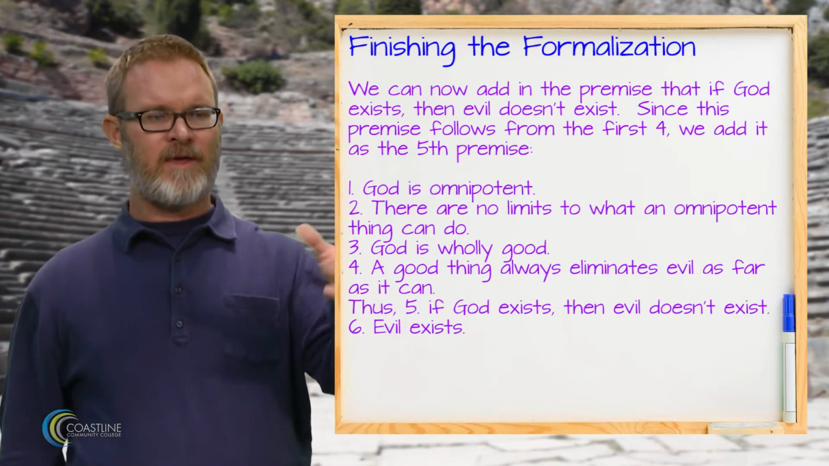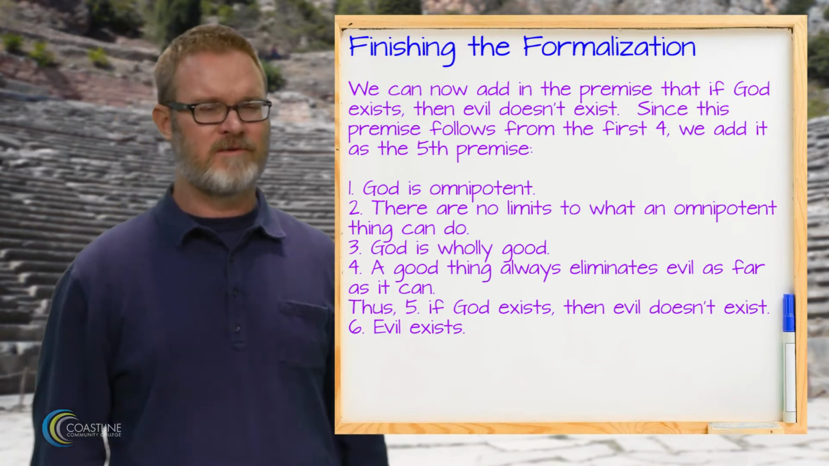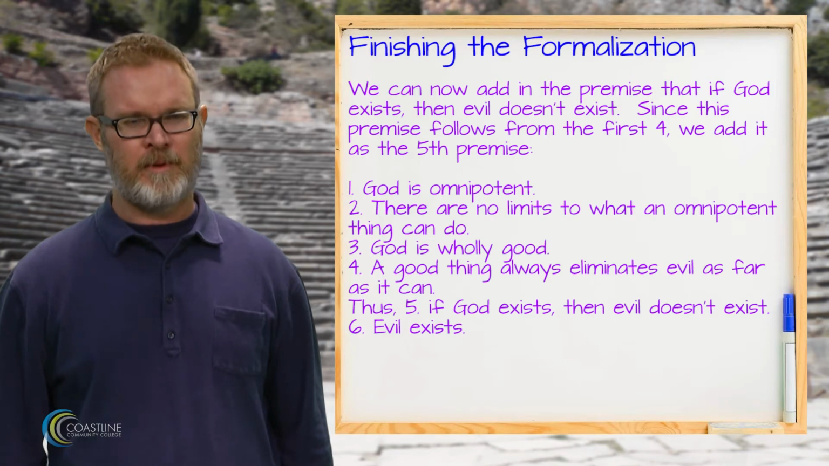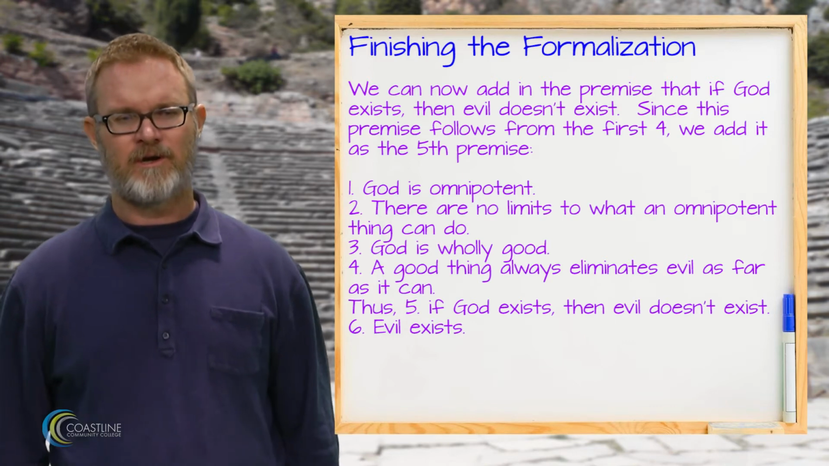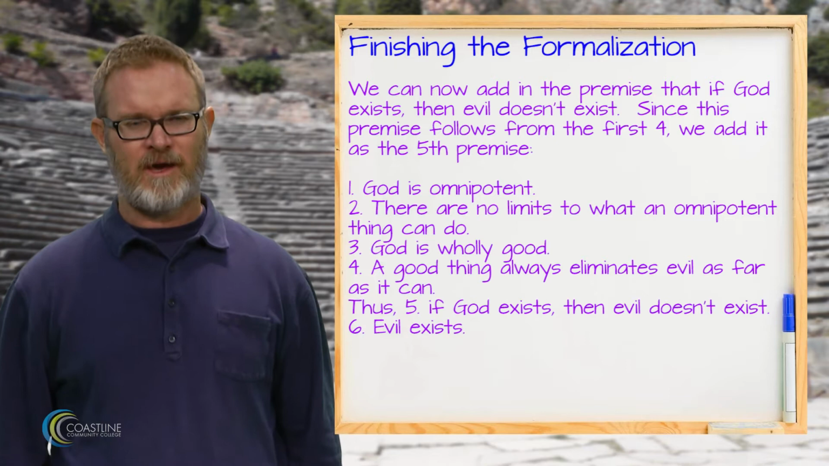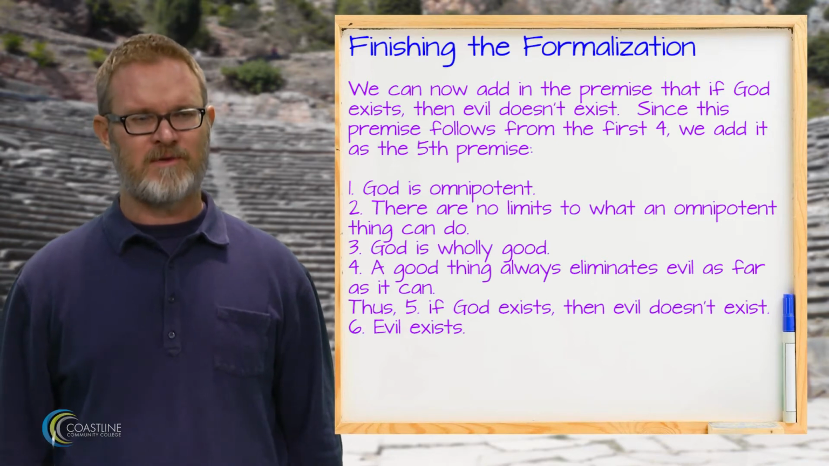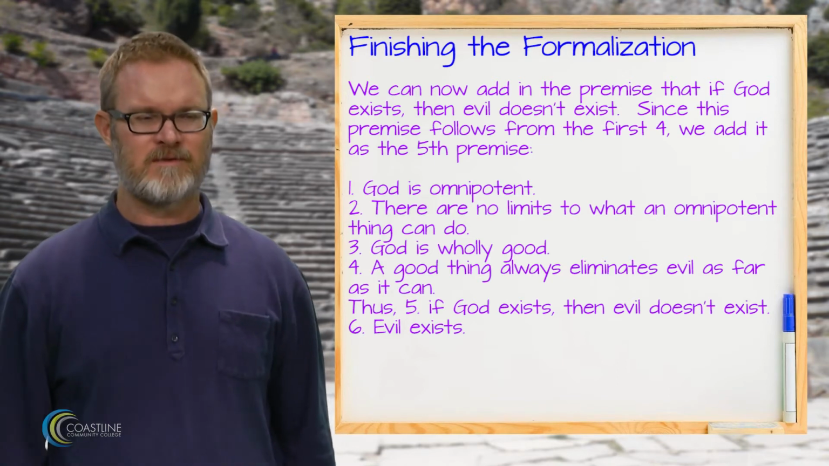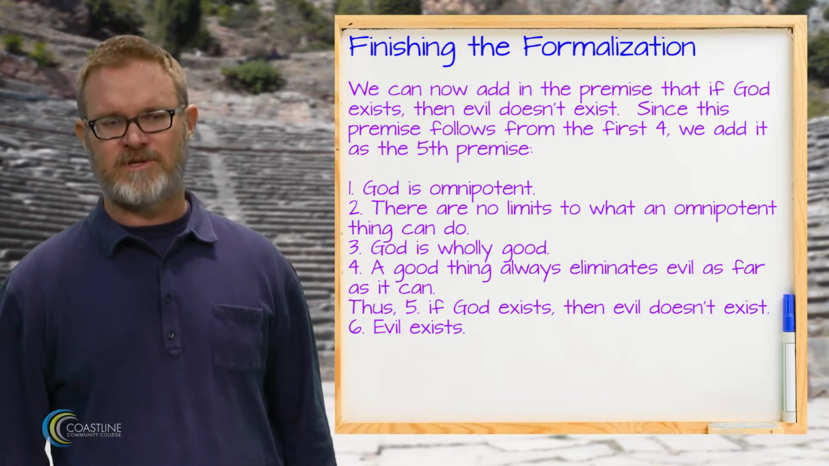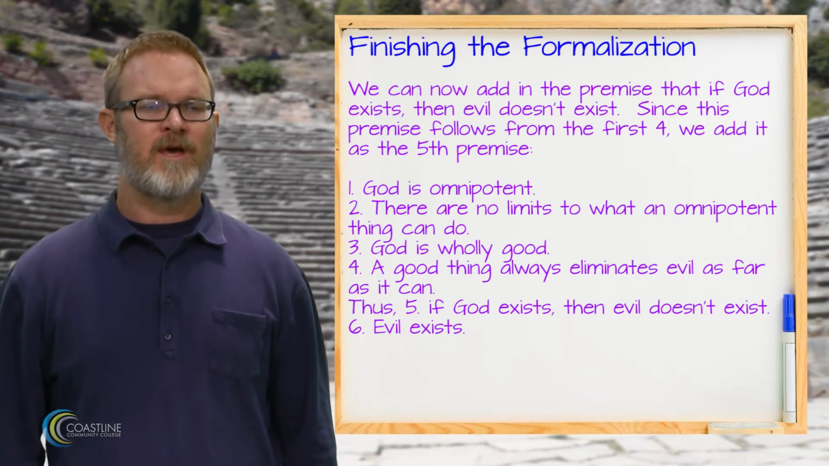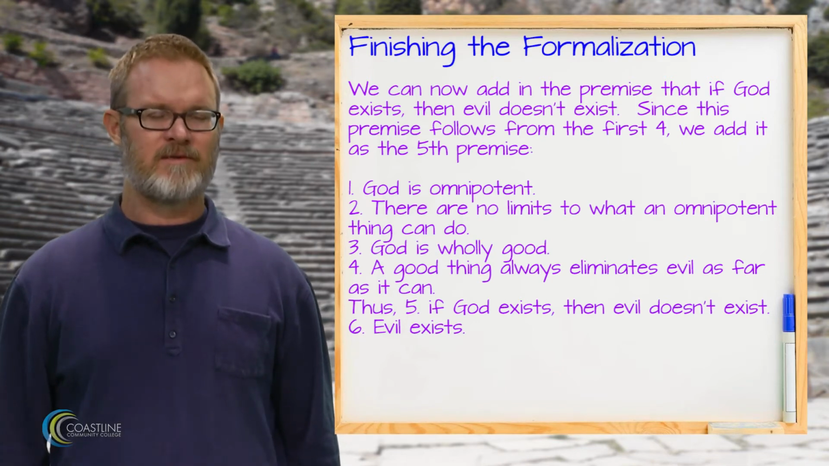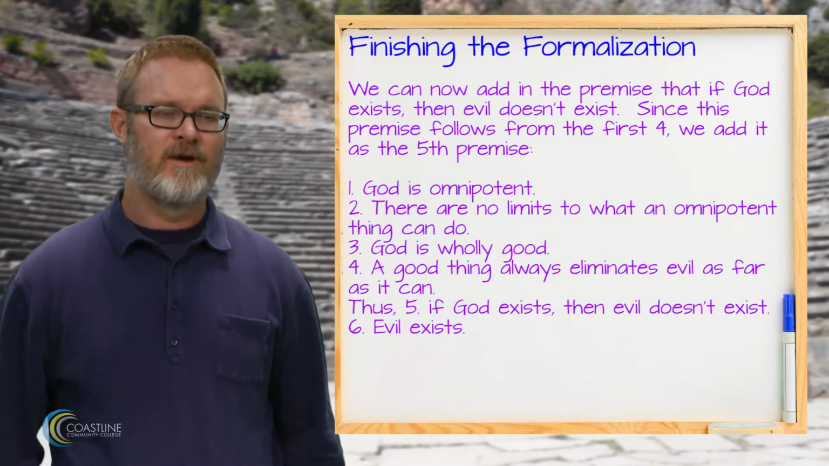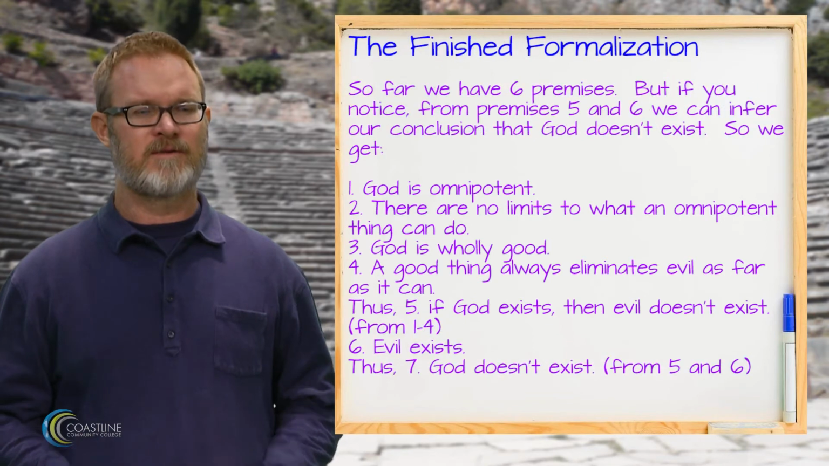Okay? Now, if we add that in, that gives us 6 premises, right? The 6 premises are: God is omnipotent. There are no limits to what an omnipotent thing can do. God is wholly good. A good thing always eliminates evil as far as it can. That's the 4th one. 5th premise is: if God exists, then evil doesn't. And then the 6th one is that evil exists. Now, of course, if you look at how 5 and 6 relate here, right? 5 says, if God exists, then evil doesn't. And 6 says that evil does in fact exist. You'll see that what follows from 5 and 6 here is that God doesn't exist.